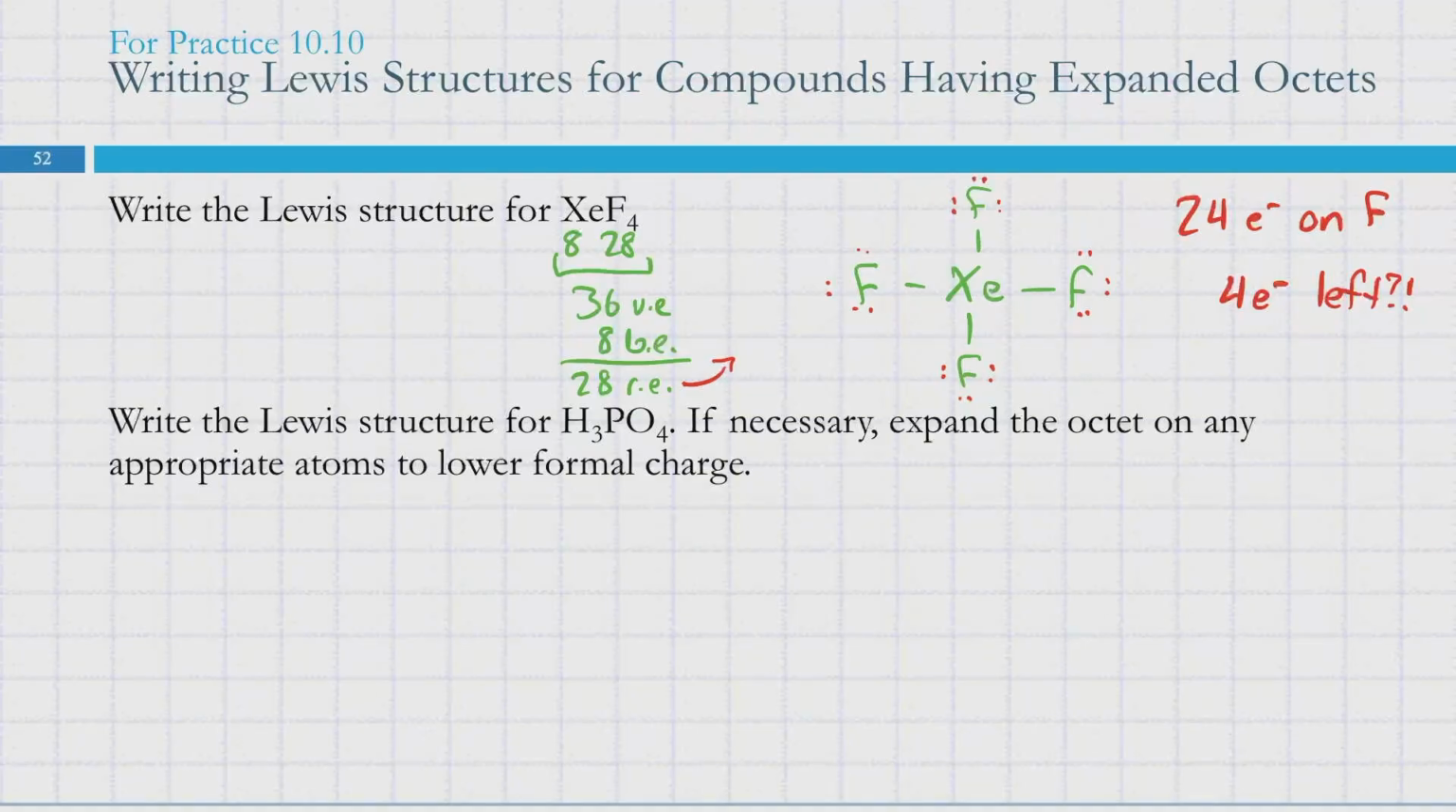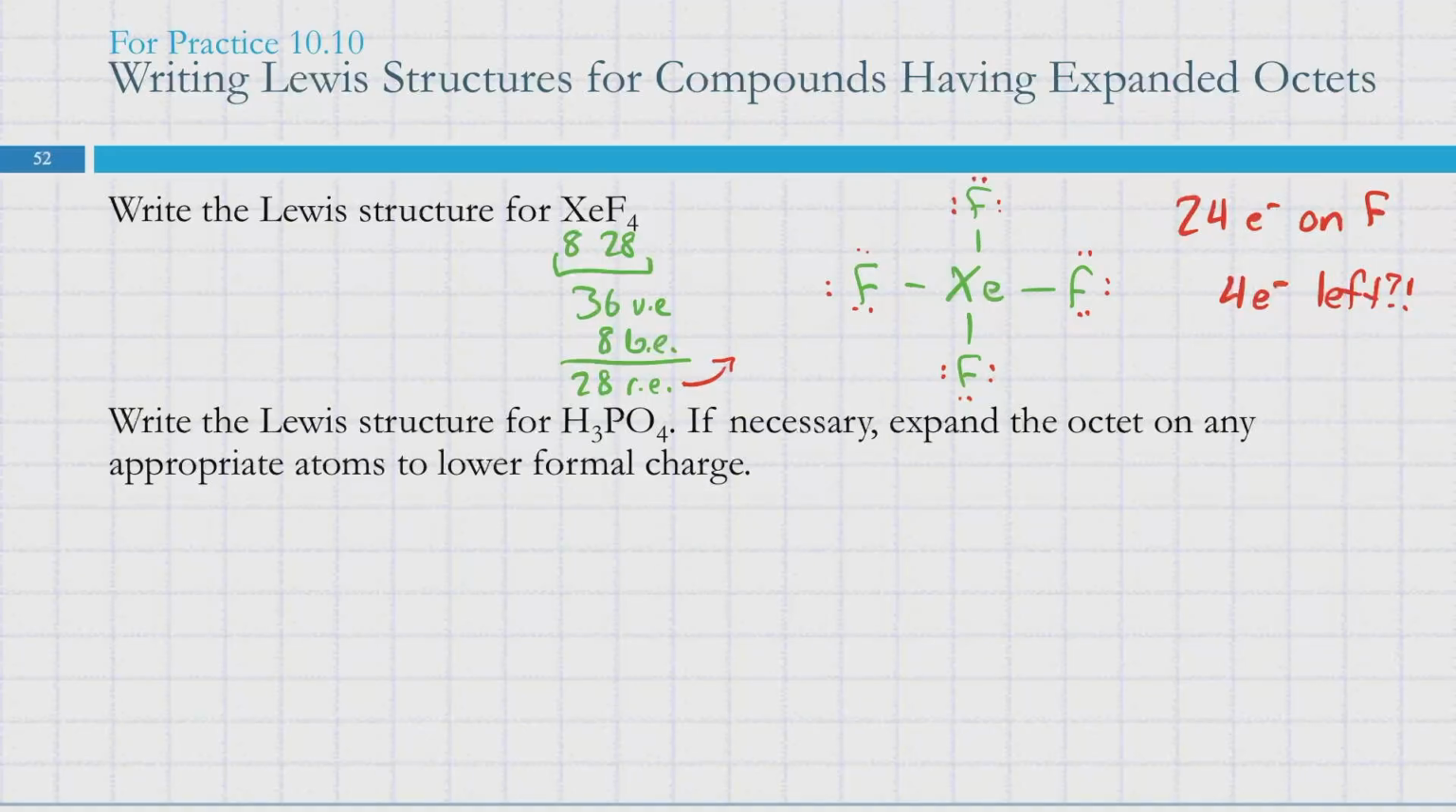So if we put this together without knowledge of expanded octets, we would run into a problem because we connect everything together. Our xenon is in the middle, our fluorines are on the outside. We needed 8 electrons just to get everything connected. That's the 4 bonds that we put in. That leaves us with 28 remaining electrons. I put 24 of them out here with red dots by putting 6 on each fluorine. Since there's 4 fluorines, that's a total of 24 electrons. That leaves us with 4 electrons left over. But everything has a full octet.